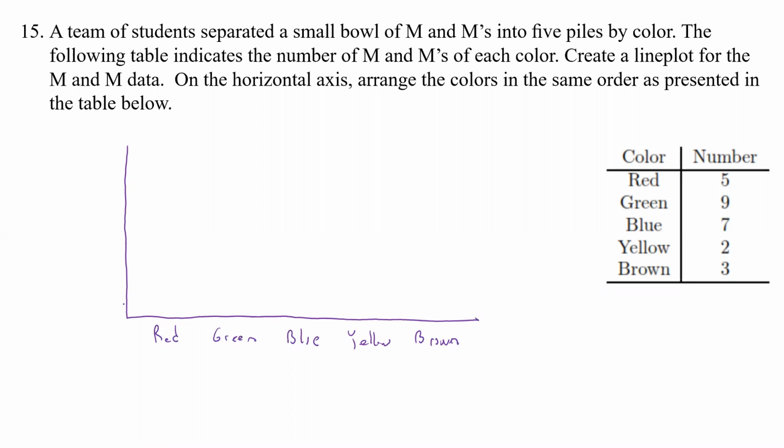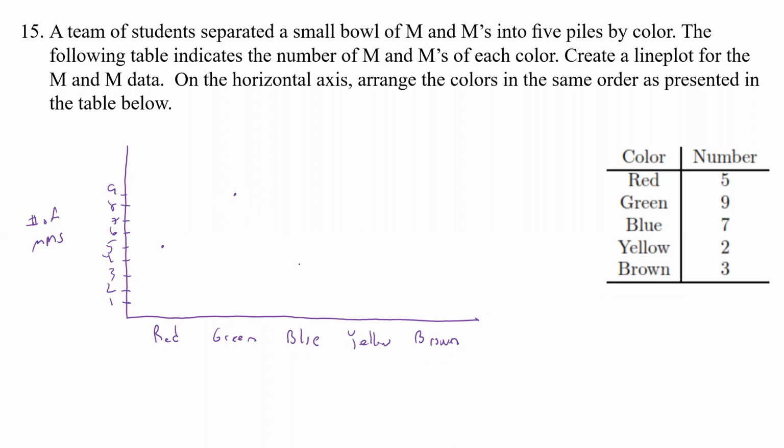And then we start here and we go 1, 2, 3, 4, 5, 6, 7, 8, 9. And 9's the highest, so that's as far as I'm going to go. And that's going to be the number of M&Ms. Okay. So red had 5. And so this is going to be a line graph. So we'll just go up to 5 and make a dot. Then we go to green, that's 9. So up here we'll have a dot on green.